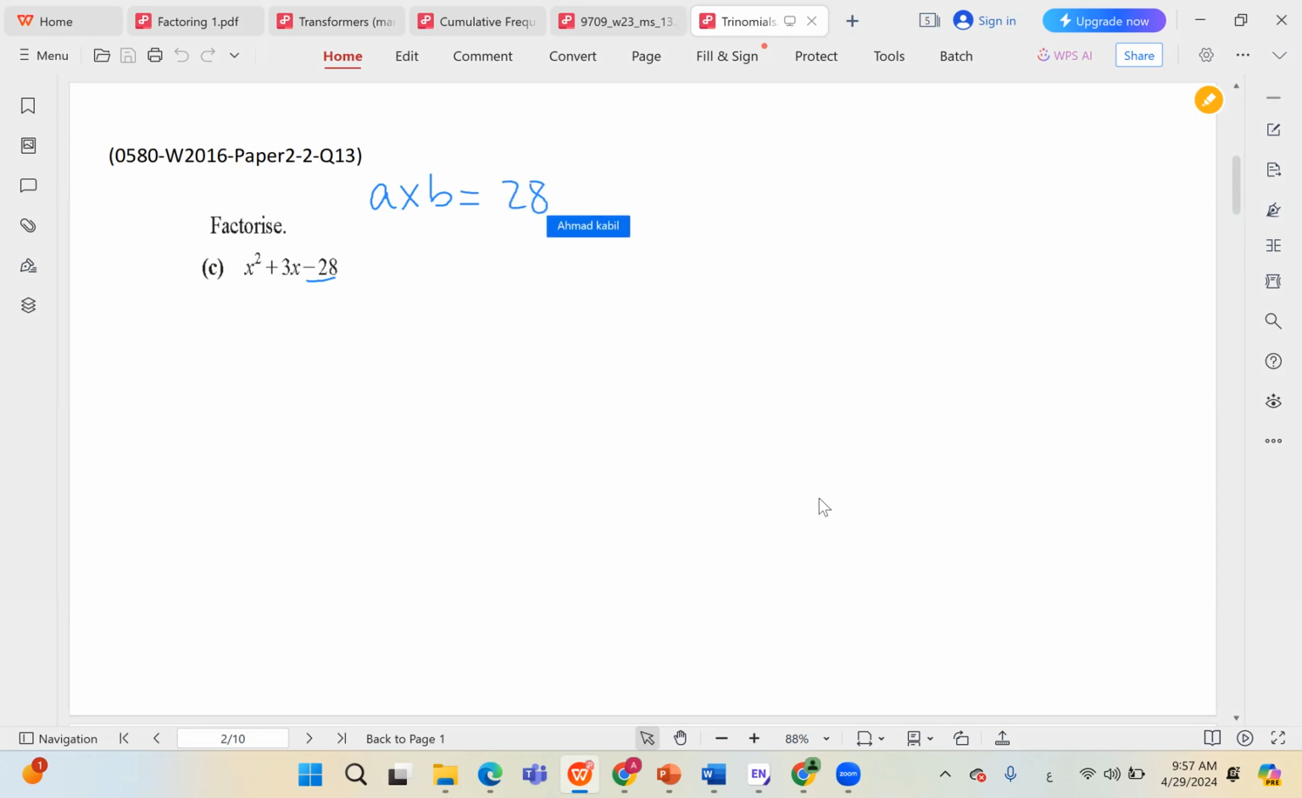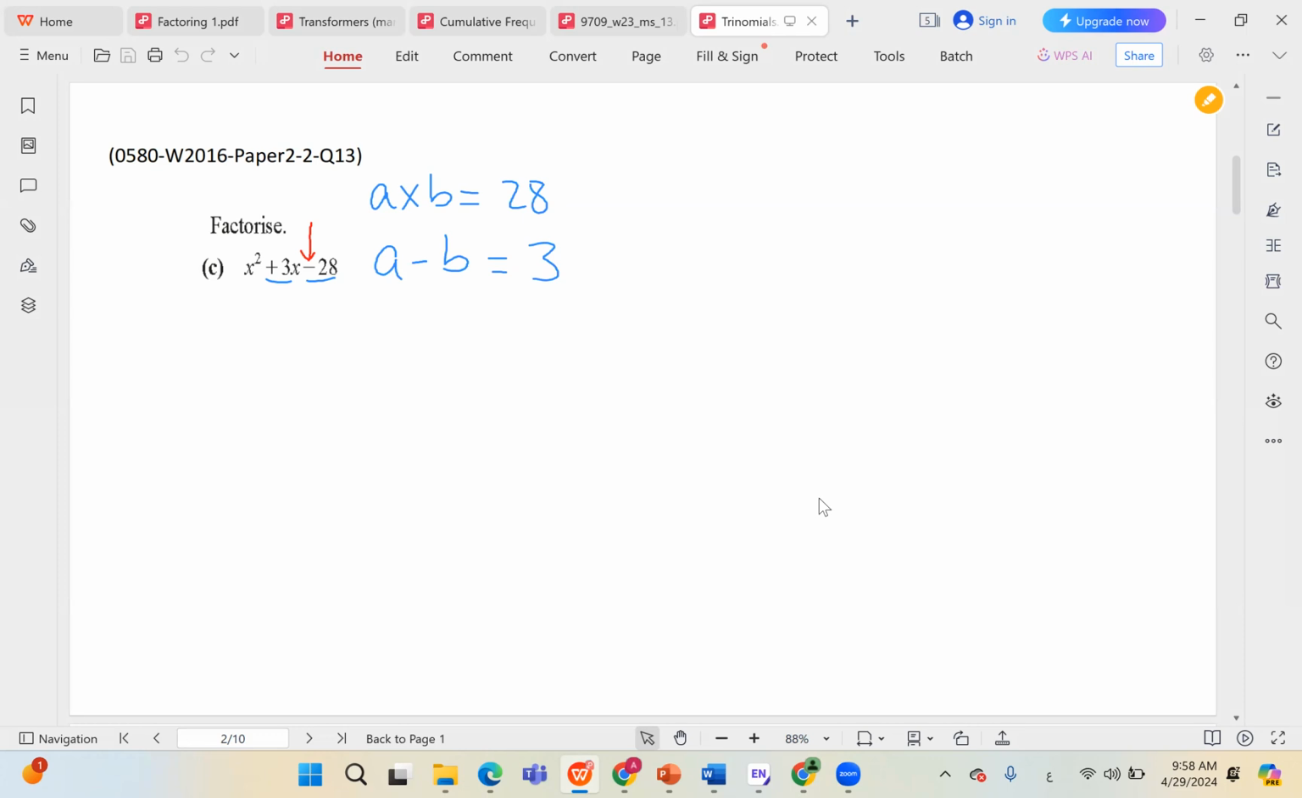And at the same time, a minus b equals positive 3. Why did I choose a minus b? Because this sign here is a negative. Had this been positive, it would have been a plus b. So we are trying to figure out two numbers multiplied together that give us 28, and the same numbers have to subtract to give positive 3. So what numbers multiply together to give 28? This is what we need to ask ourselves.